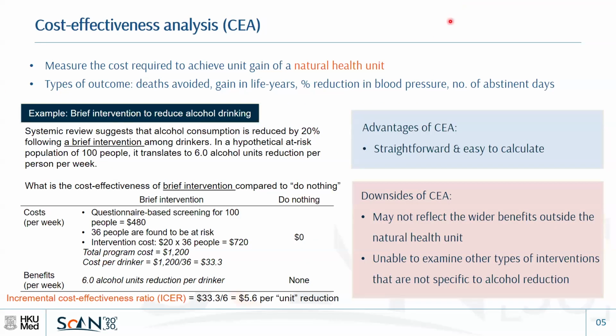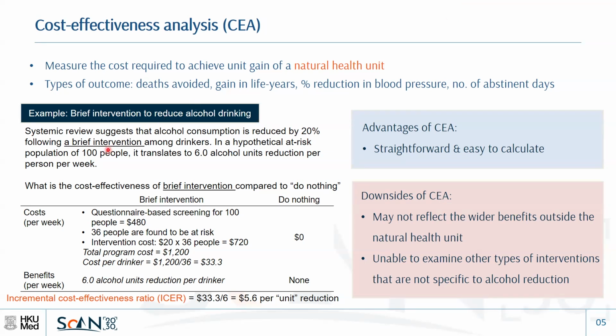The first type of economic evaluation is cost effectiveness analysis. In CEA, we measure the cost required to achieve a unit gain of a natural health unit. Examples of natural health outcomes include number of deaths avoided, gain in life years, percentage reduction in blood pressure, etc. We will elaborate the concept of CEA using an alcohol control example.